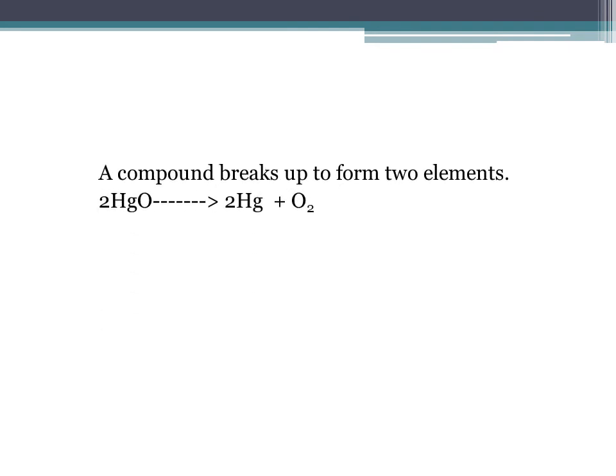We have the examples here. A compound breaks up to form two elements. 2HgO gives 2Hg + O2. Mercuric oxide, when heated, decomposes to form two elements, mercury and oxygen.